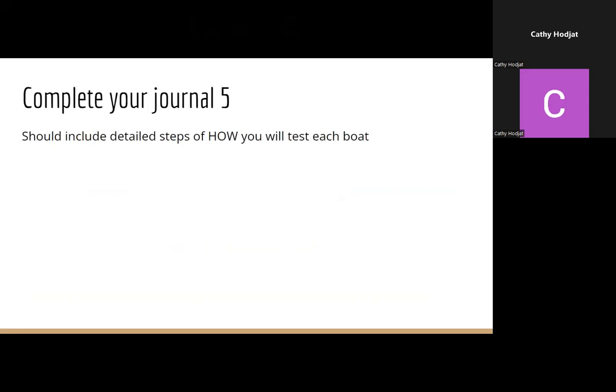Okay, so for your Journal 5, you should include detailed steps of how you will test each boat. And remember to look at the different examples, peanut butter and jelly, putting on a sweatshirt, making your cup of coffee. Want to think about your wording, make sure you're using specific action words, talk about location, and just really remember that you are writing these detailed steps out for someone who has not seen you go through the process, and that this person will be able to replicate what you're doing.